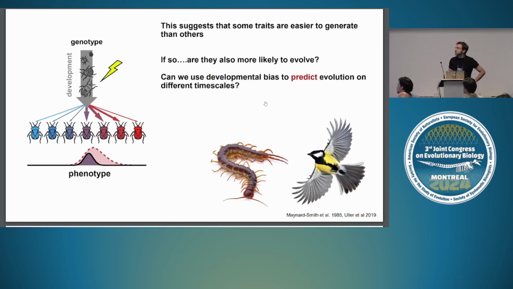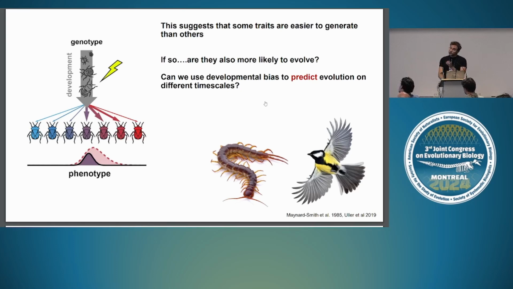So we now have this accumulating data that suggests that some traits are easier to generate than others. And maybe those traits that are easier to generate developmentally are also those that evolve faster. And if that's the case, we might be able to use developmental bias to predict evolution on different timescales.